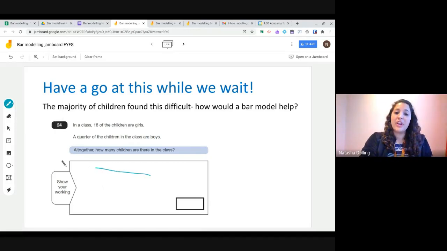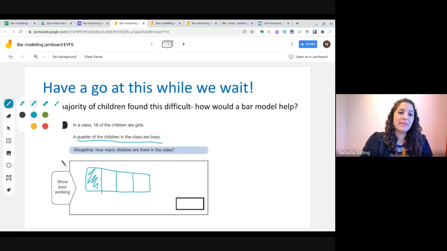Well, if we know that the class has been divided into 1/4, that means there's 4 equal parts. And if 1/4 of the children in the class are boys, that means that it's 3/4 of the class that are girls, and it is 3/4 of the class that represents 18. Now, a bar model really clearly shows this.